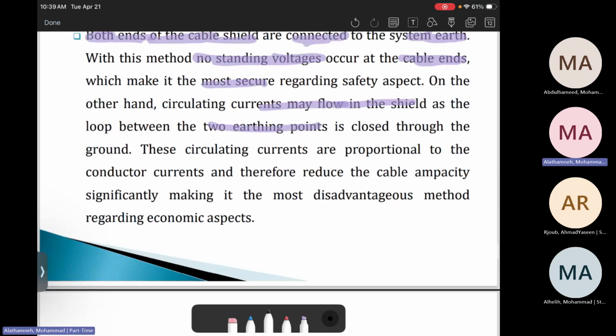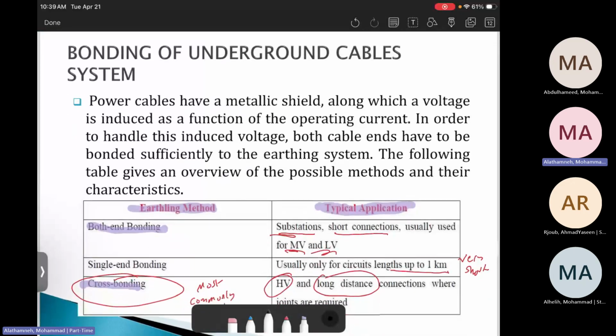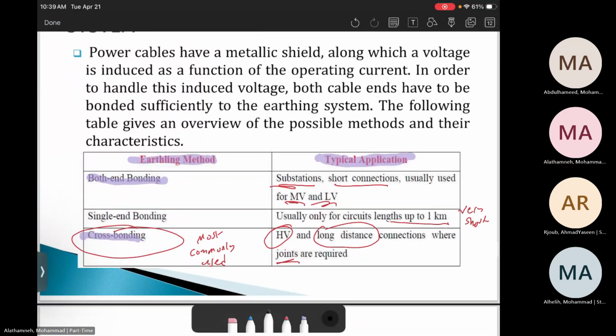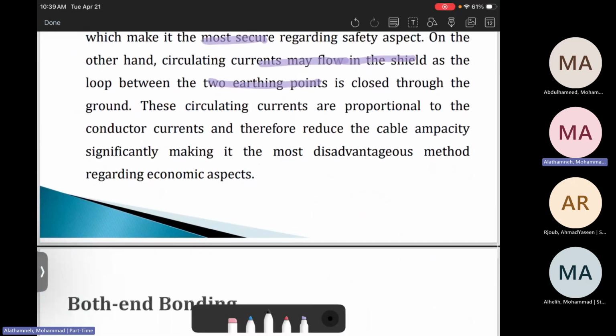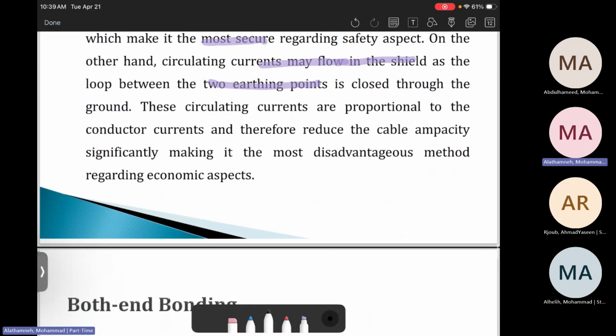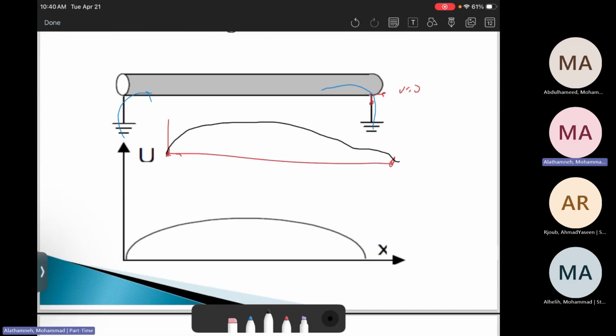And again, both end bonding, as we say here, is used in substations and short connections, usually in medium and low voltage. The disadvantages, again, are the economic impact and the circulating currents from the ground.